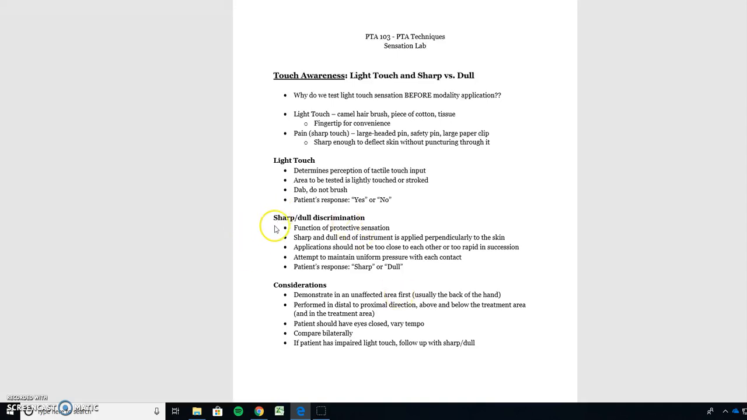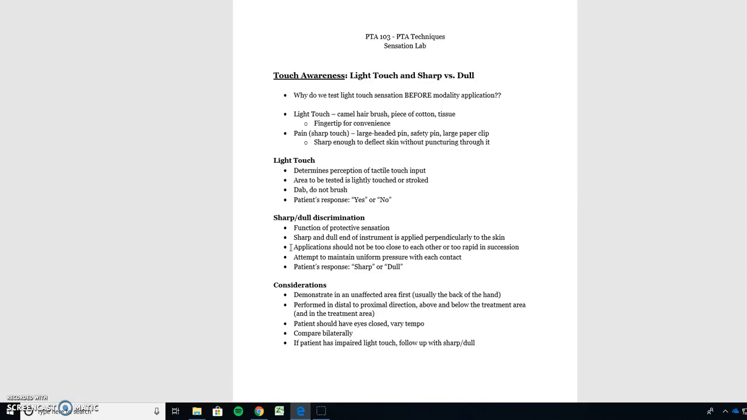Our sharp-dull discrimination, looking at our pain sensation, we're looking at the function of the patient's protective sensation. So if someone has impaired sensation and they touch something hot or they step on a nail or a tack, are they going to feel that? That's really important information to know. So we're going to use the sharp end and the dull end of some type of tool or instrument. Like I said, you can use a safety pin, you can use a paper clip. Again, remember, we don't want to necessarily puncture the patient's skin.